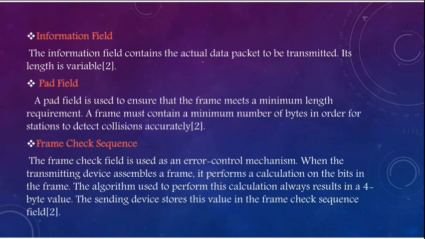The information field contains the actual data packet to be transmitted. Its length is variable, in the sense that it is not fixed; sometimes it can be one value, sometimes a different value. Based on that, there is a requirement for padding. The pad field is used to ensure that the frame meets a minimum length requirement. The minimum length of a frame is fixed, decided based on the size of the actual data. The frame must contain a minimum number of bytes in order for stations to detect collision accurately.